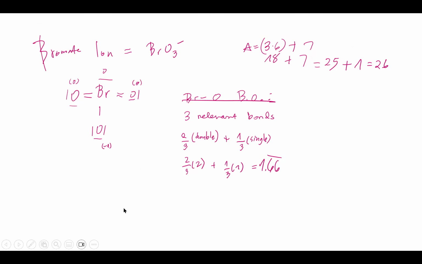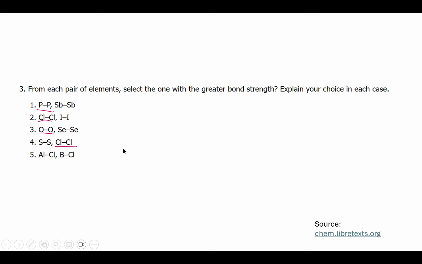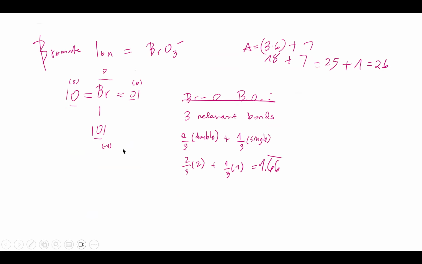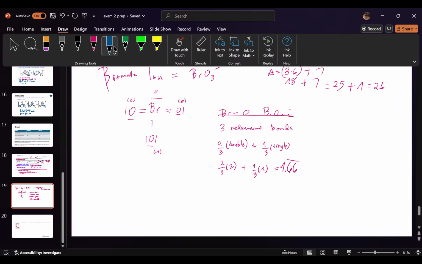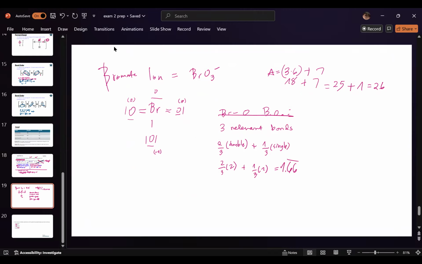I'm gonna go out of, like, how do I exit this? Hang on, because I need to explain why I drew it like this. So let me draw. Okay, beautiful. Bromate ion is BrO3 minus.